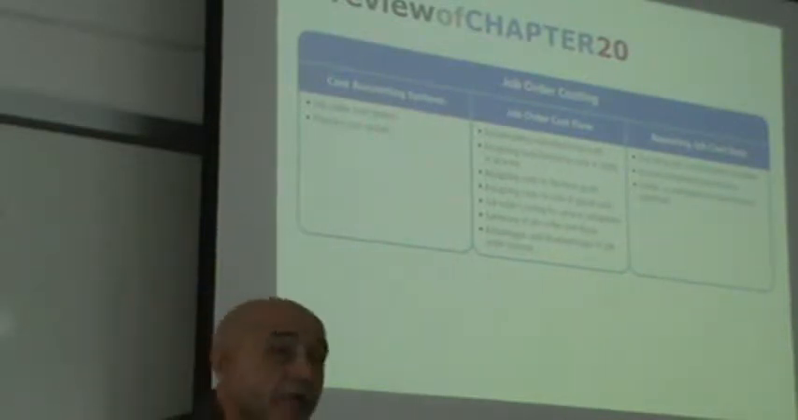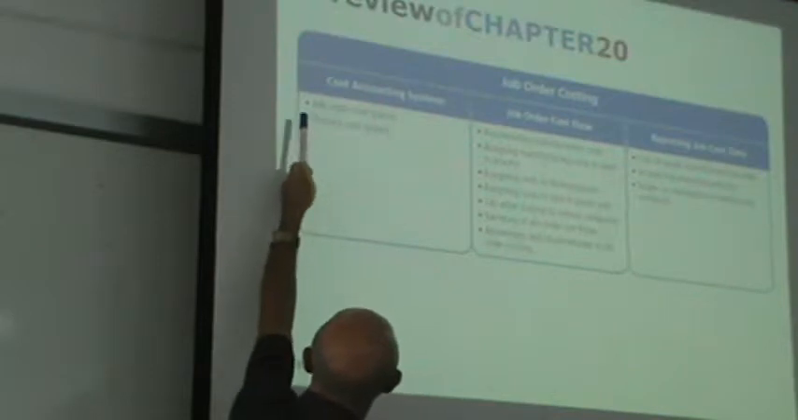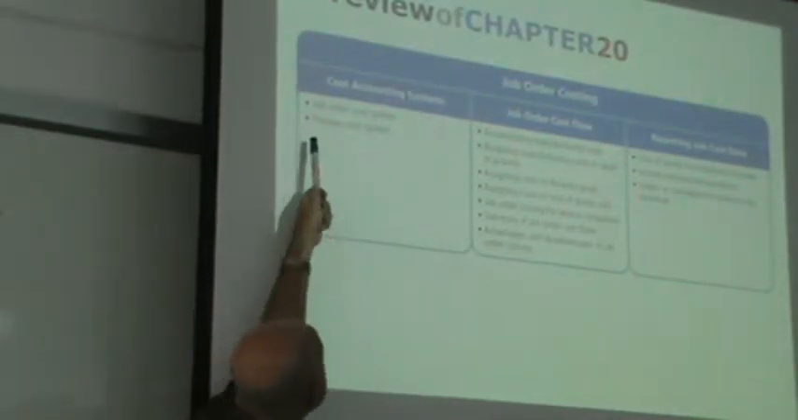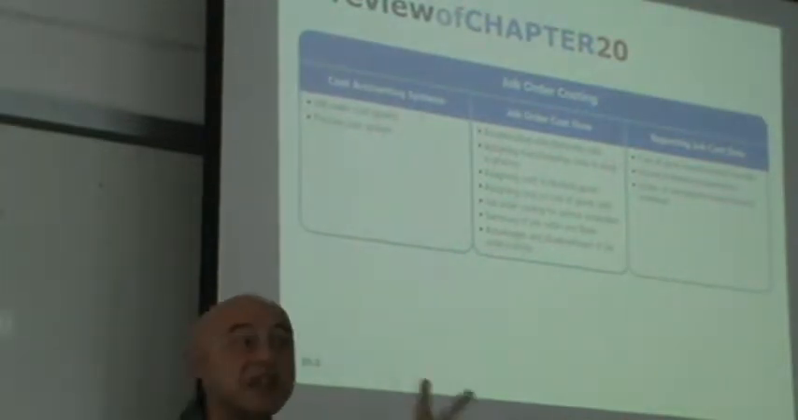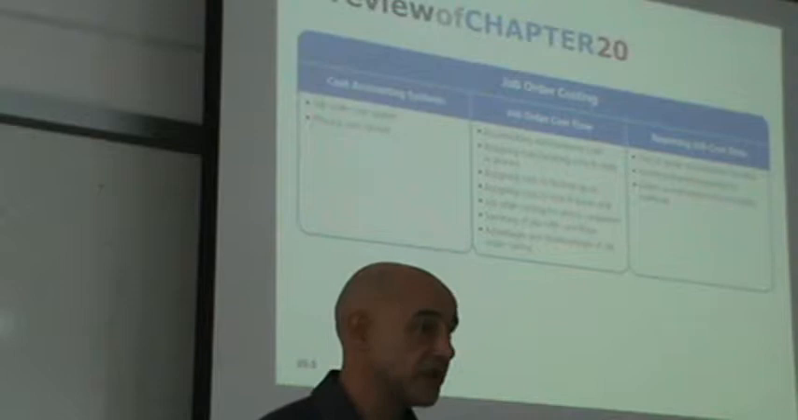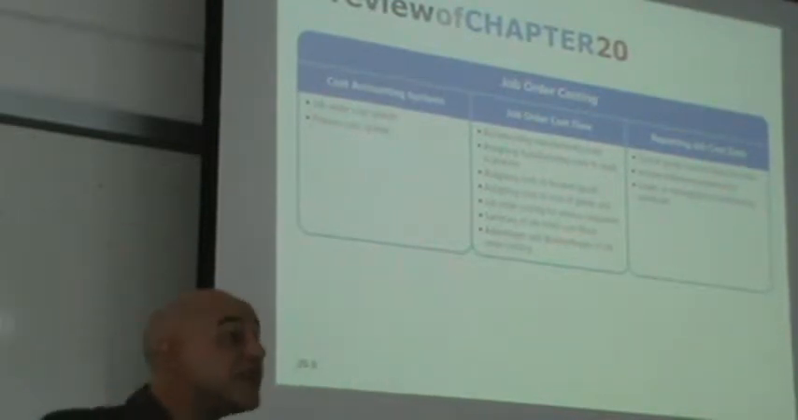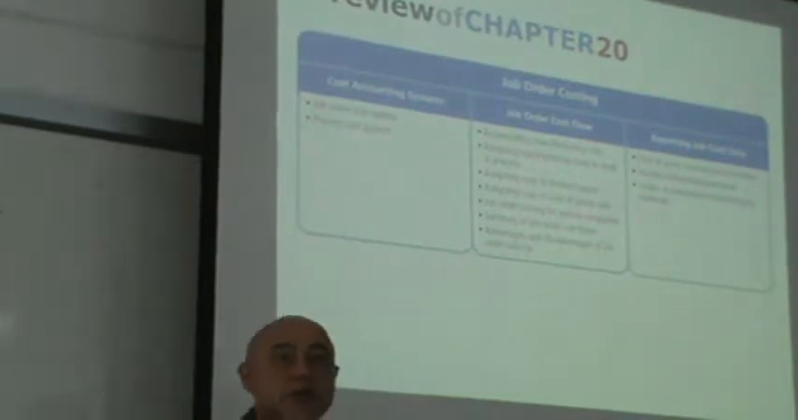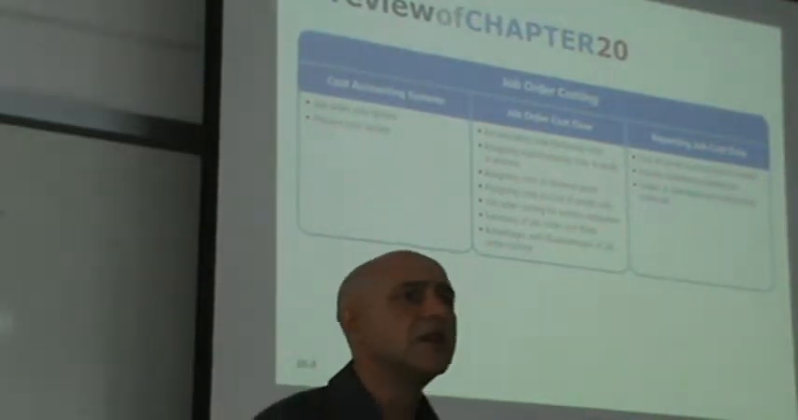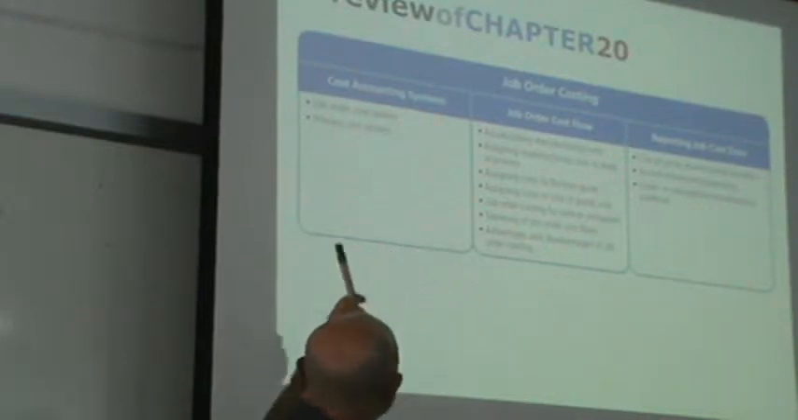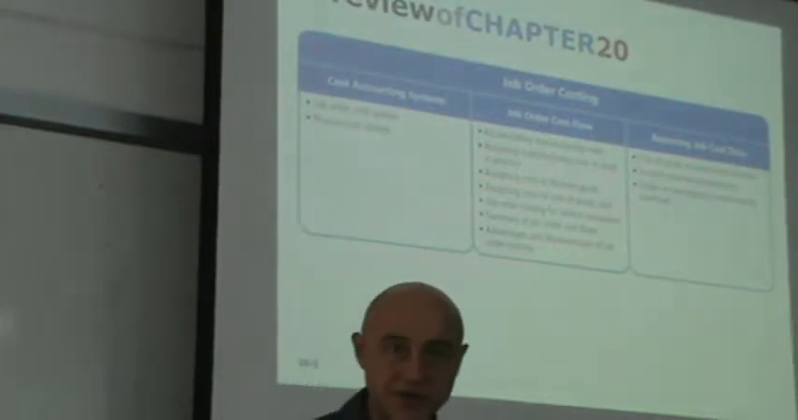All right, so the first section is very simple. We discuss what is a job costing system and what is process costing system. These are the two main types of costing systems. The next chapter will cover in detail the process costing. Today, all we need to understand is what's the difference and when we use the job order costing.